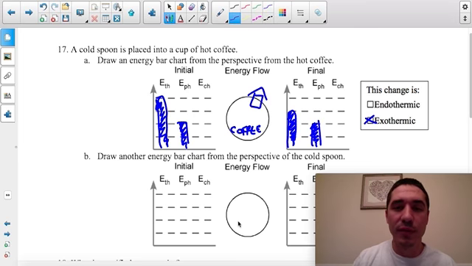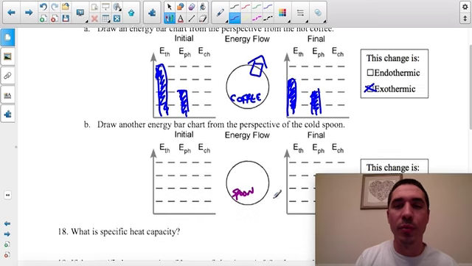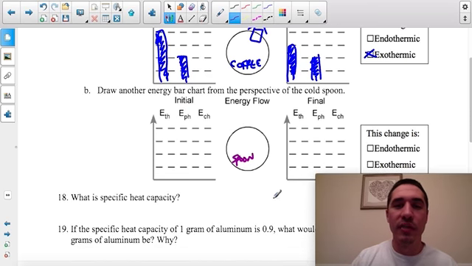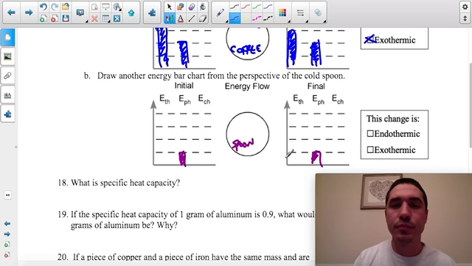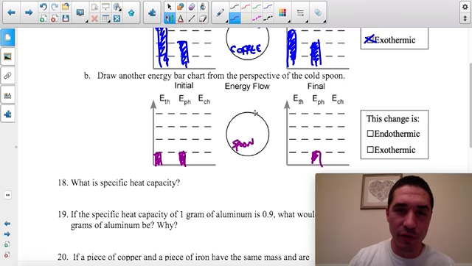Now, from the perspective of the spoon, well, the spoon, first of all, is a solid, so it's going to have 1 bar of phase energy, and it's not going to melt. But initially we say that it starts off cold, so I'm going to give it 1 bar of thermal energy, and then afterwards, because the coffee lost 1 bar of energy, that means the spoon is going to be gaining a bar of energy.